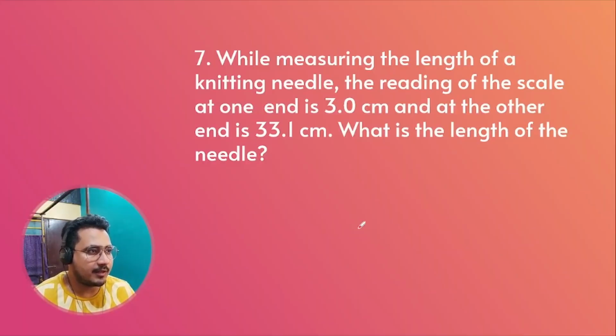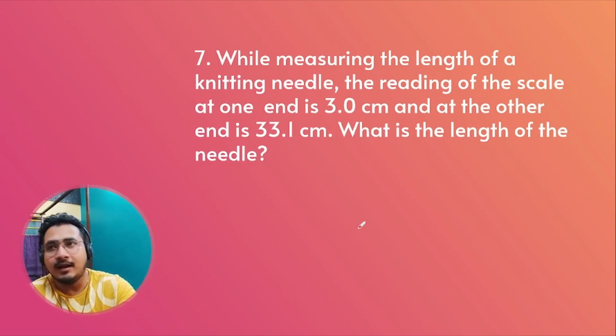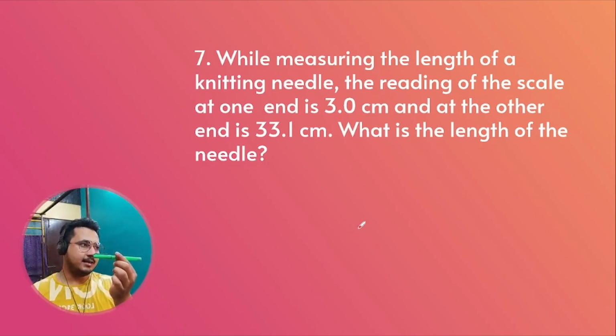While measuring the length of a knitting needle, the reading of a scale at one end is 3.0 centimeter, and at the other end is 33.1 centimeter. What is the length of the needle? You understood the question, right? Say for example, you have a needle like that, and you have a scale like that, and you are placing it like that. The starting point is whatever is given, and the ending point is also given. So measure the actual length of the needle.